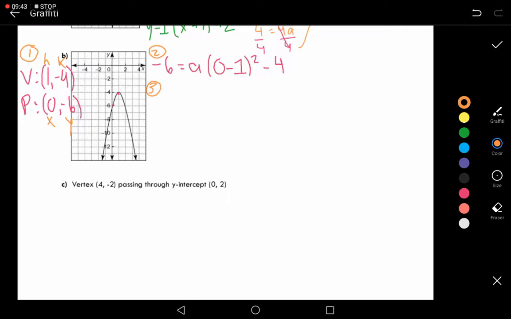Okay, so we're solving for A. So in order to do that, again, I'm going to simplify using BEDMAS. 0 minus 1 is negative 1, right? Squared minus 4. So negative 6 equals negative 1 squared is just 1 minus 4. Okay, when I bring that over, it's going to become positive. So I have negative 6 plus 4 equals 1a.